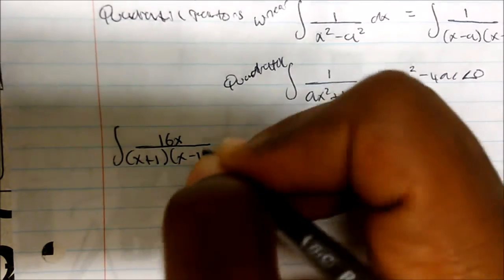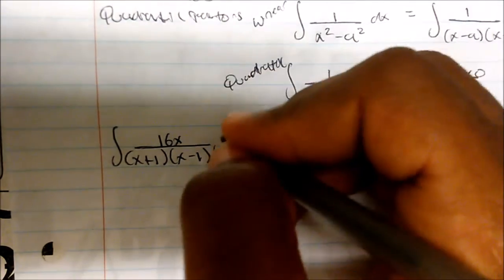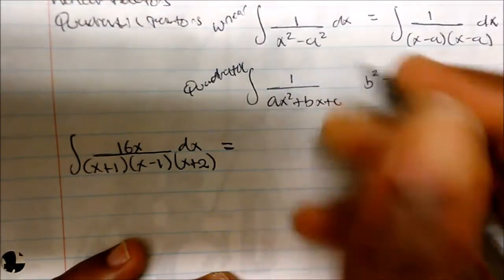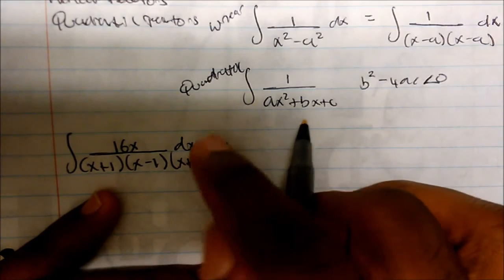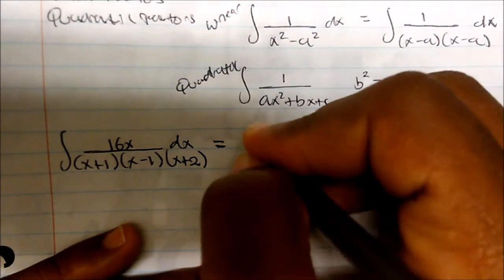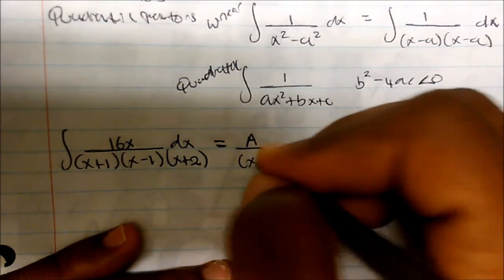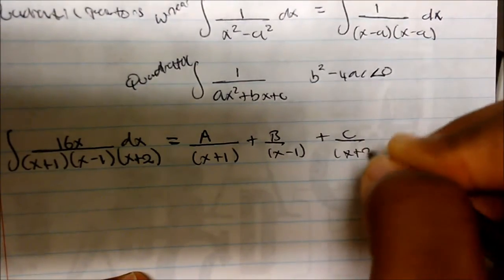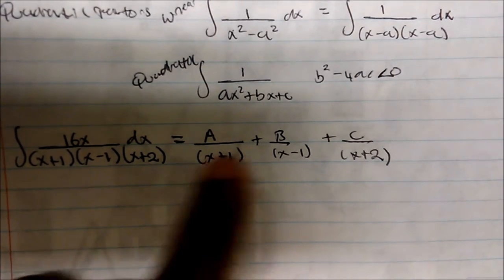And so what if we're given the integral of 16x over x plus 1, x minus 1, x plus 2 dx? How could we decompose this? Well, the idea is that these are all linear factors. And so we put some sort of letter. Usually we start with A over the first one. So this is A over x plus 1 plus B over x minus 1 plus C over x plus 2. Okay, so this is how we actually decompose this partial fraction.